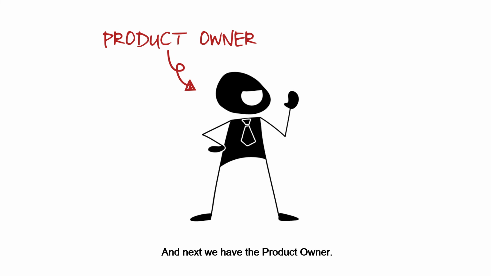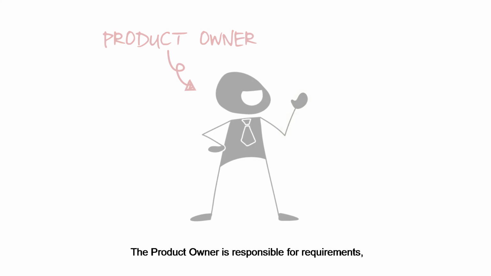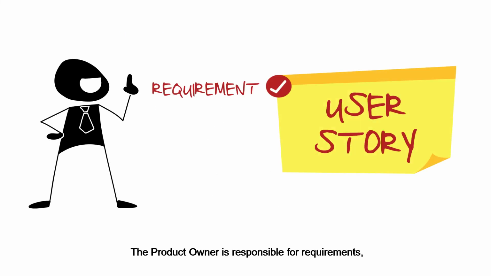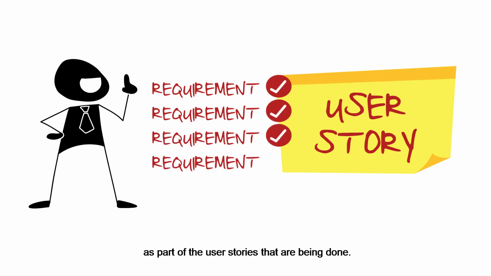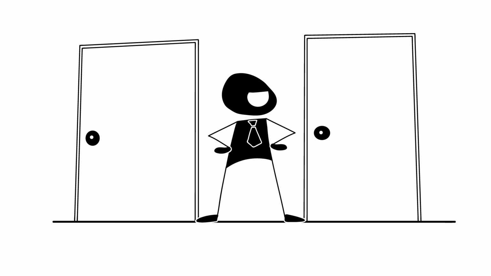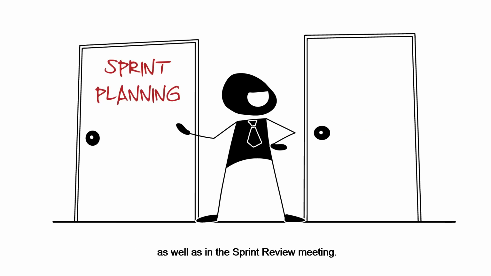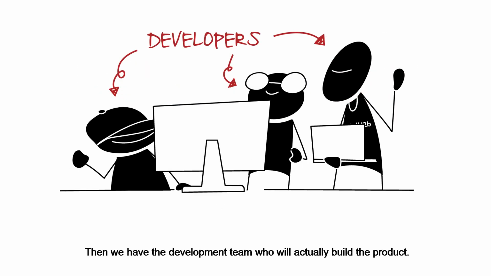And next we have the Product Owner. The product owner is responsible for requirements and making sure that the requirements are being accomplished as part of the user stories that are being done. So his key role would be in the sprint planning meeting as well as in the sprint review meeting. Then we have the development team who will actually build the product.